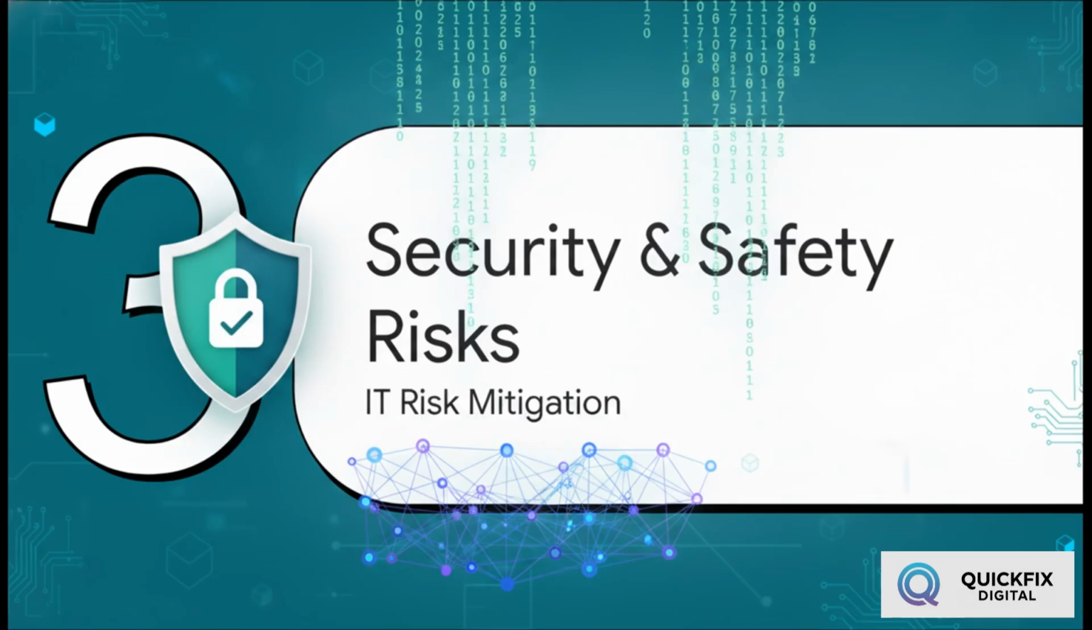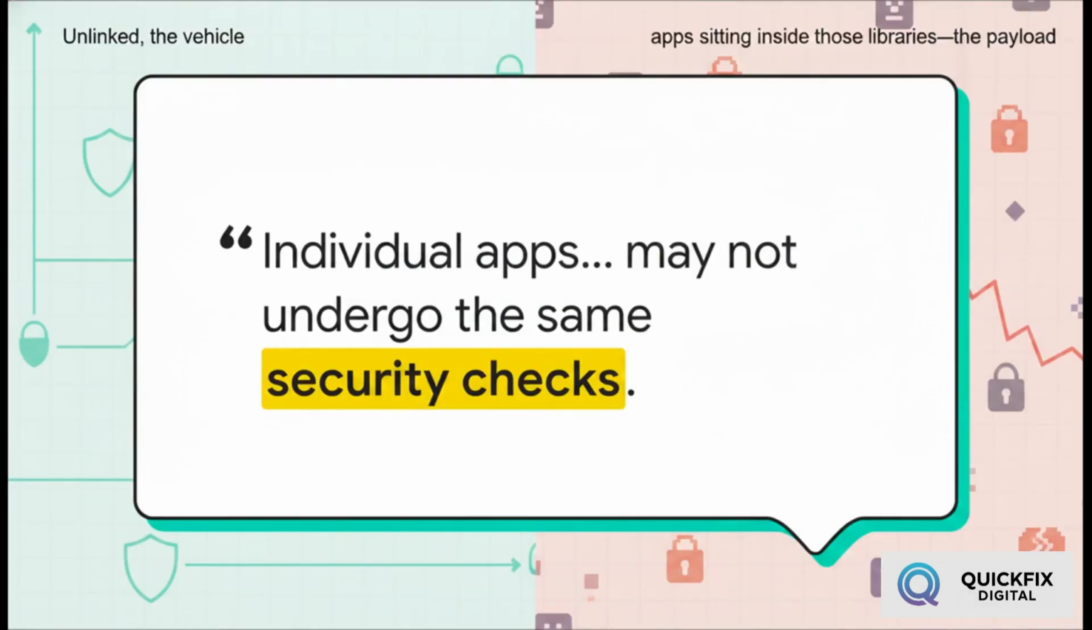This brings us to a super important part. Section 3, Security and Safety Risks, focusing on IT compliance and risk mitigation. Let's look at a direct quote from our source material here. It says, "Virus total scans of the unlinked application itself show no malicious flags. However, individual apps in unlinked stores may not undergo the same security checks as official App Store applications."